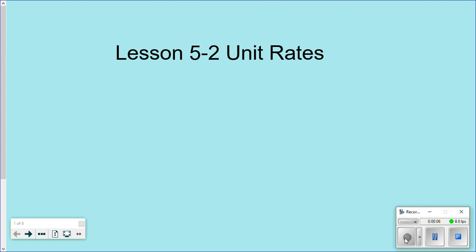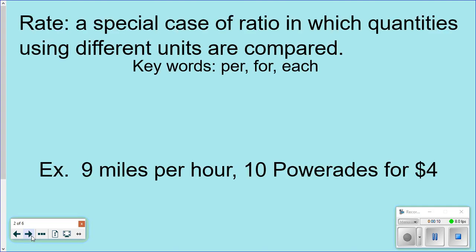This is something we talked about last year, so not new to you. So pay attention, and you can use your calculator today. Make sure you have your calculator up for help. The first thing we're going to talk about is a rate.